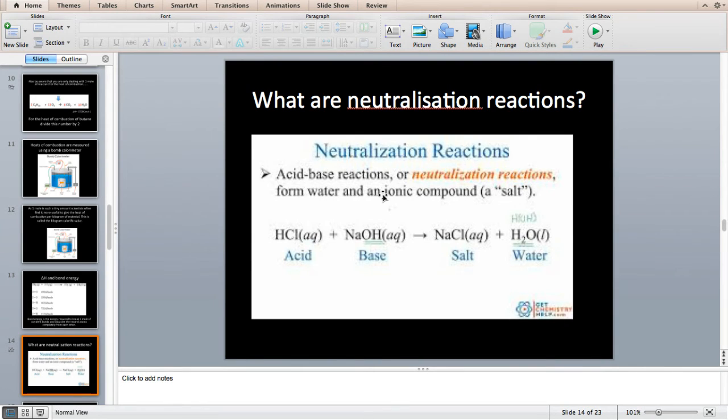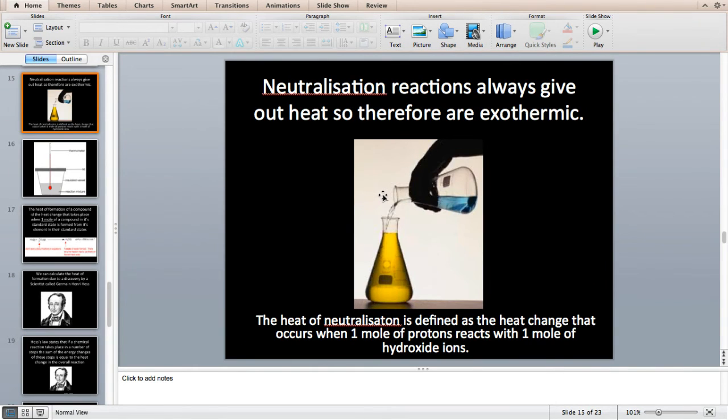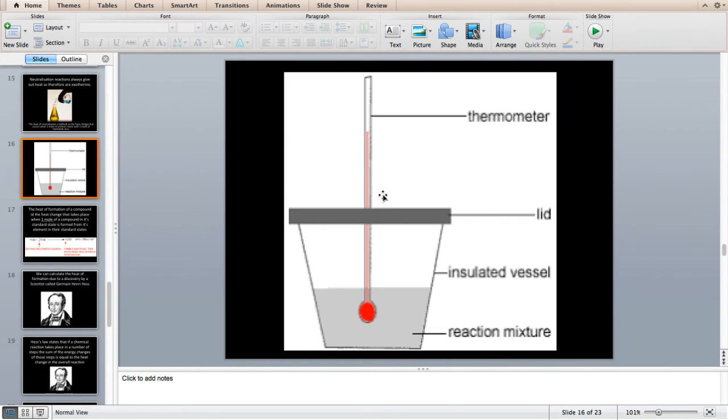So what are neutralization reactions? Neutralization reactions are reactions where an acid and a base, 1 mole of acid and 1 mole of base, come together and react together. And they are always exothermic. So again, another definition you need to learn. When we're doing this in the lab, girls, we don't have a bomb calorimeter. We have a polystyrene cup with a thermometer in it, and we mix together an acid and base, and we do our reaction there. So that's one of our mandatory practicals.